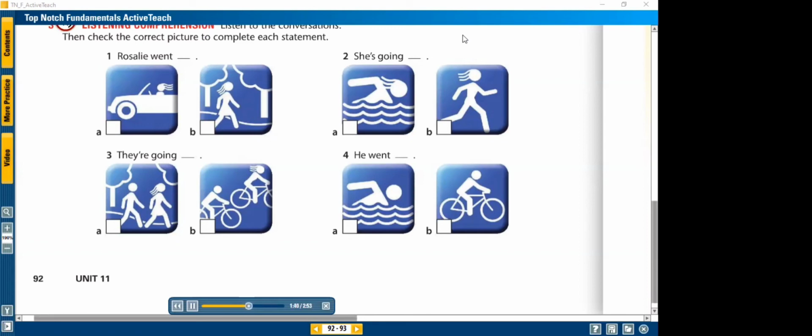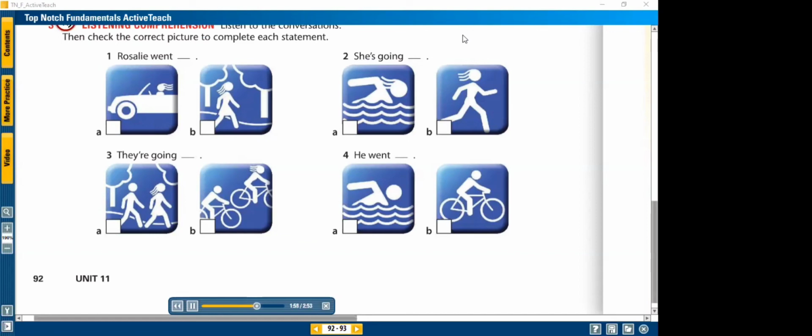Conversation 1. Where's Rosalie? I'm not sure. She said she wanted to go for a drive. Well, she didn't. Her car's still here. Well, maybe she went for a walk. The weather's great, and she loves to walk. Oh, you're right. I see her on the street in front of the house.